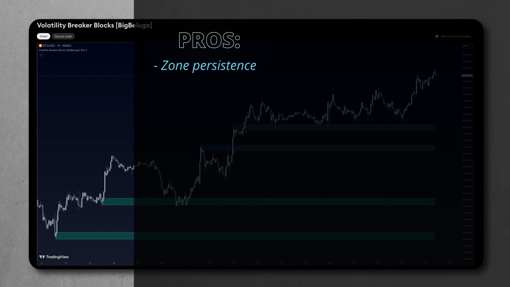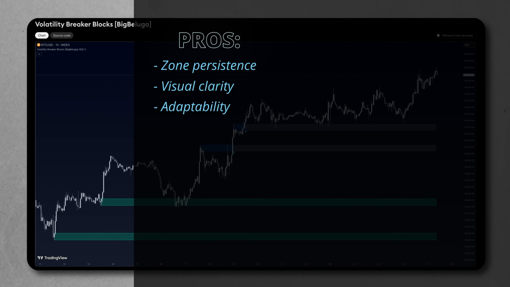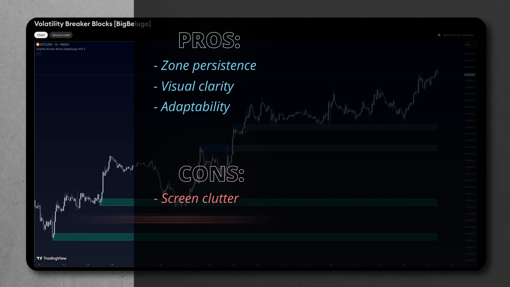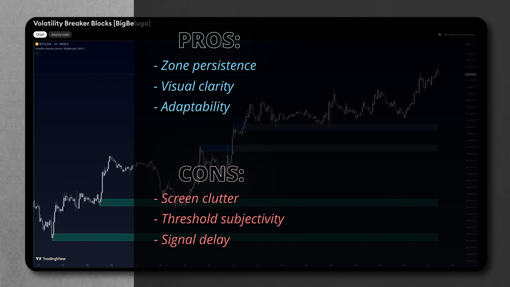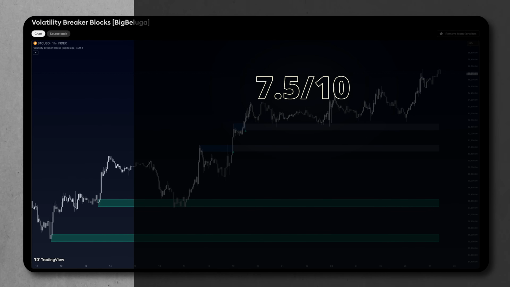Pros: zone persistence, visual clarity, adaptability. Cons: screen clutter, threshold subjectivity, signal delay. Ranking: 7.5 out of 10.